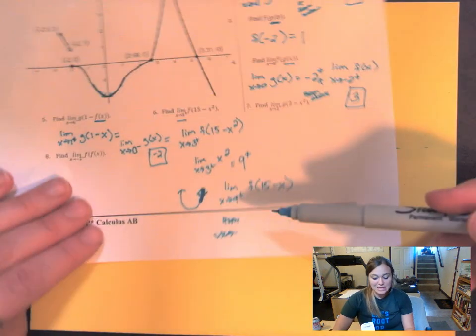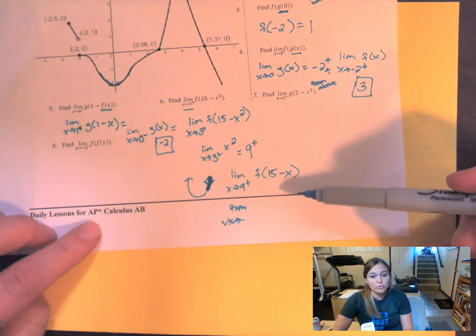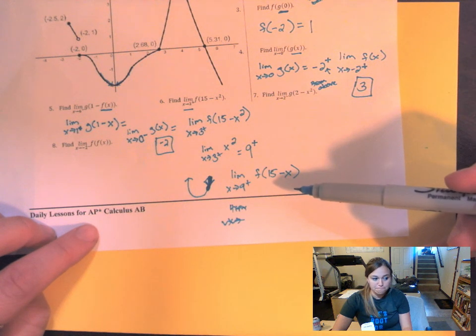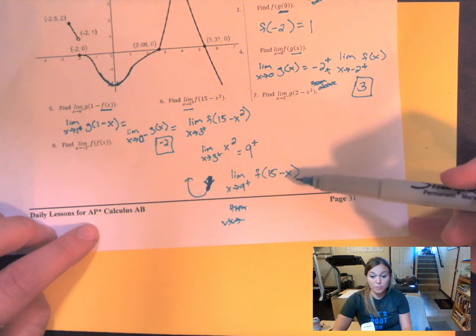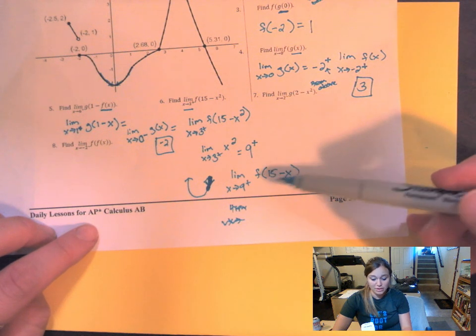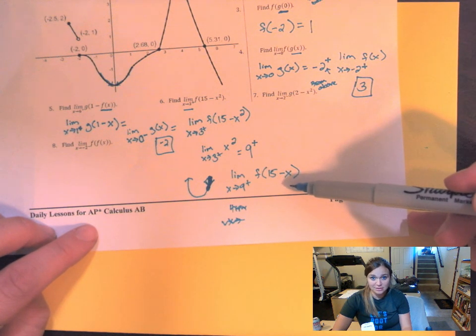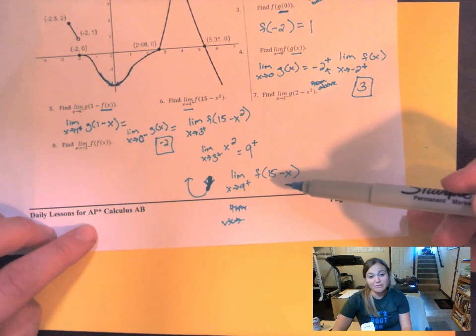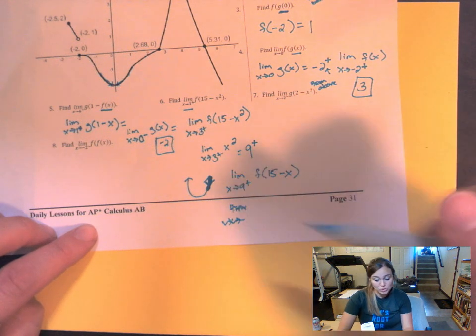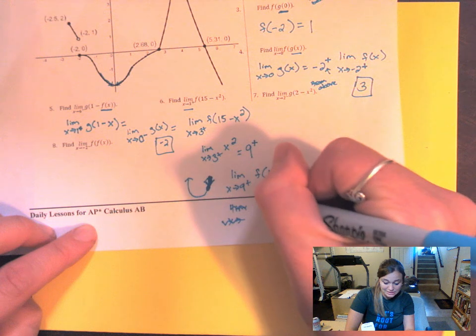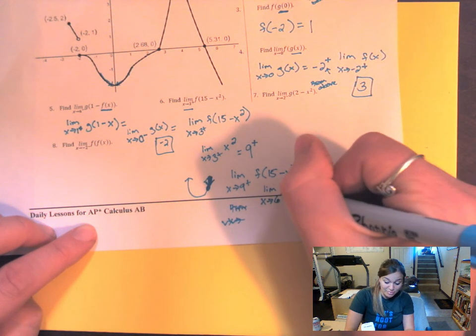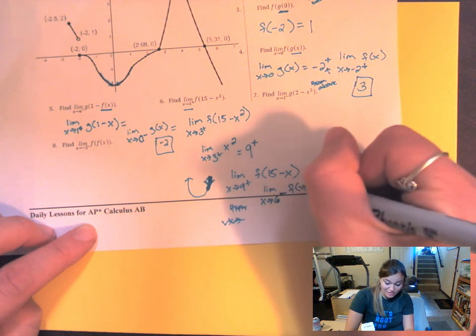15 minus 9 from the right would be, I would need to be thinking about 15 minus a little bit more than 9, like 9.1. 15 minus 9 is 6, but 15 minus a little bit more than 9, 9.1, it's going to be 5.9, which would be the limit as x approaches 6 from the left of just f of x.